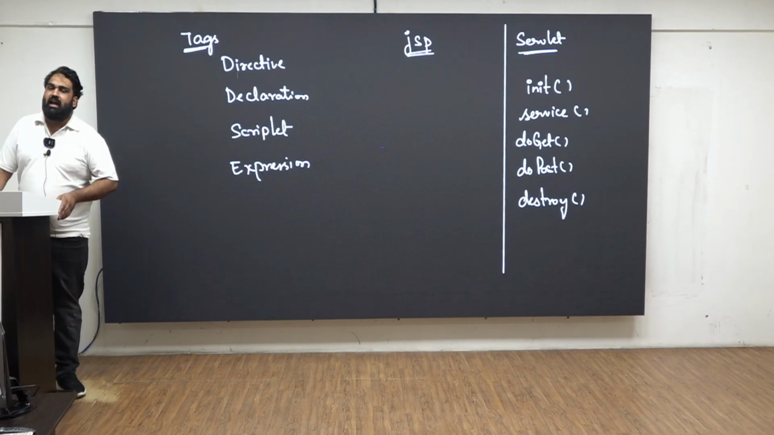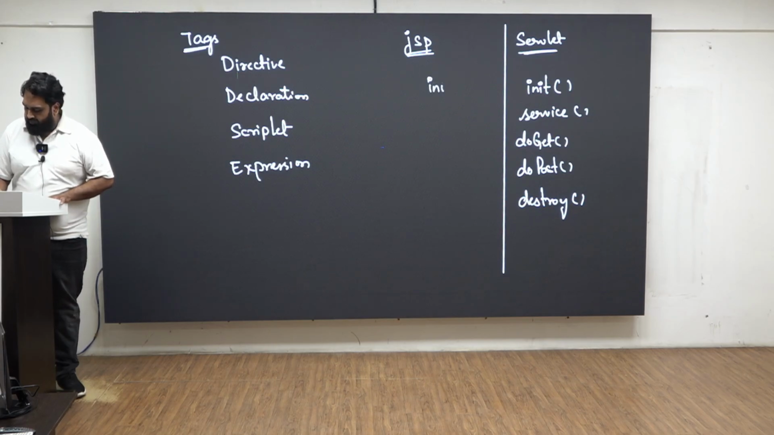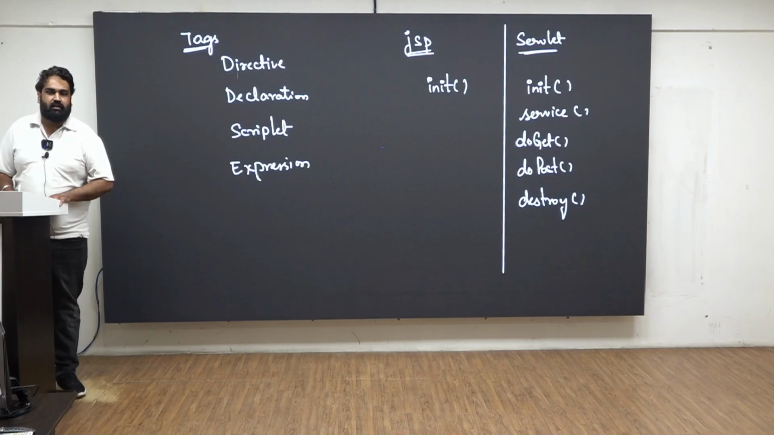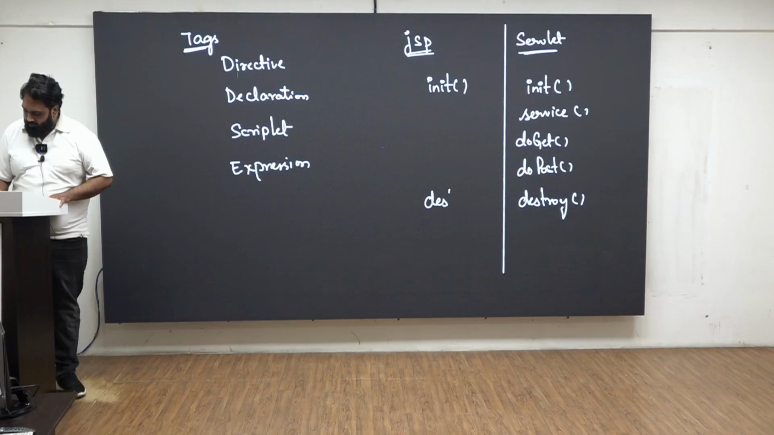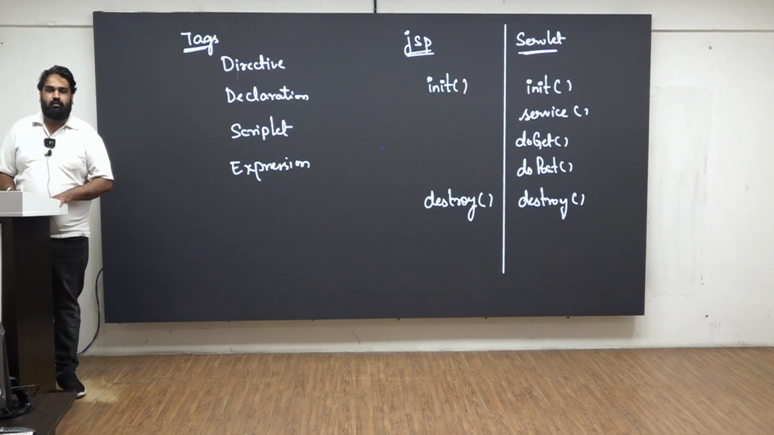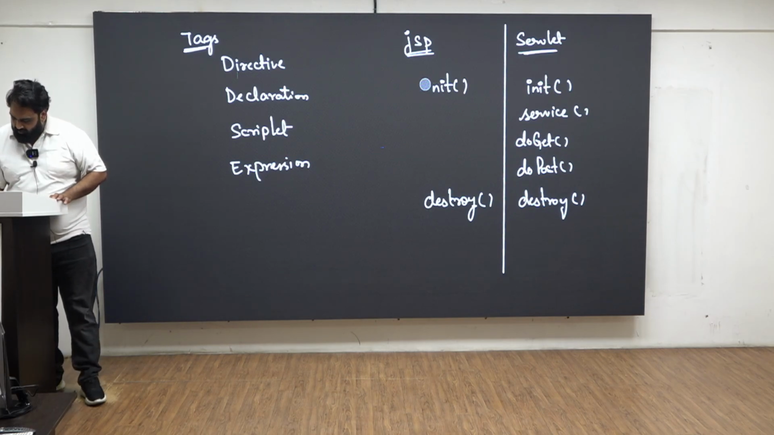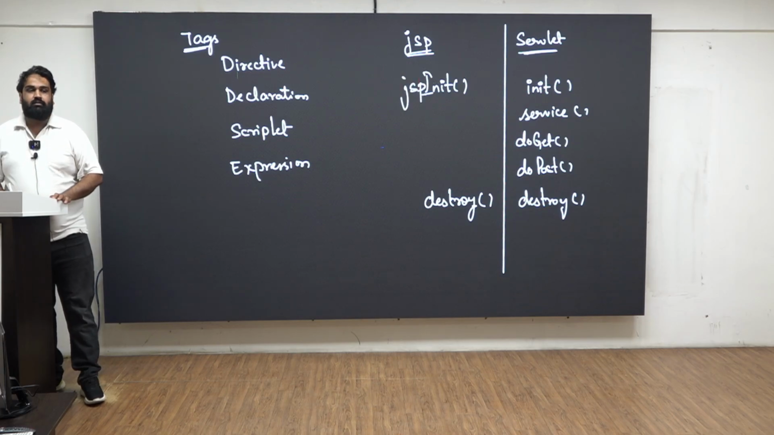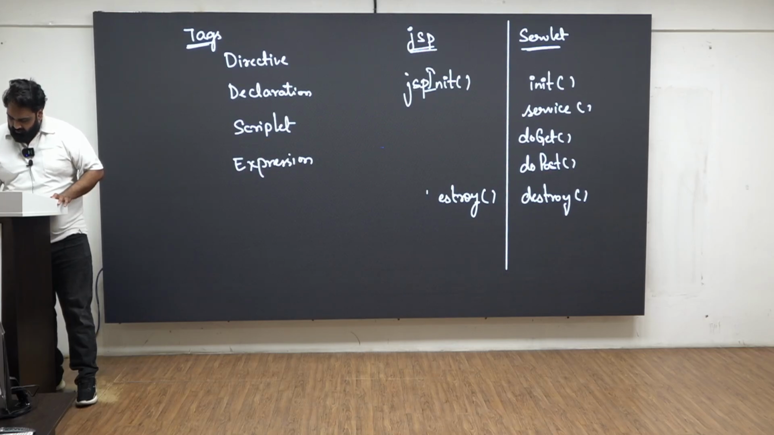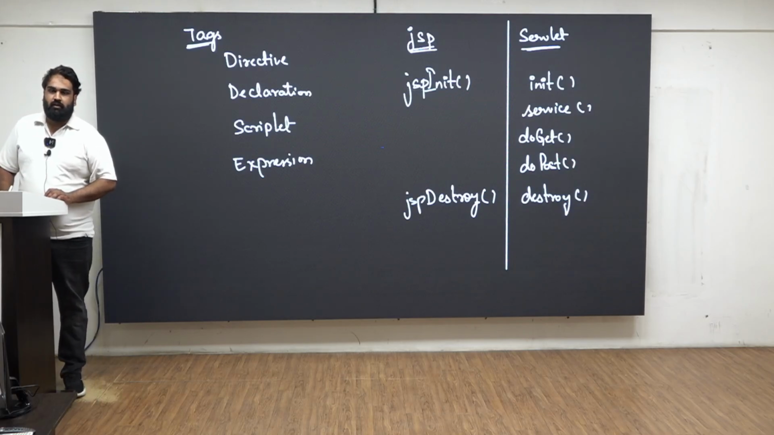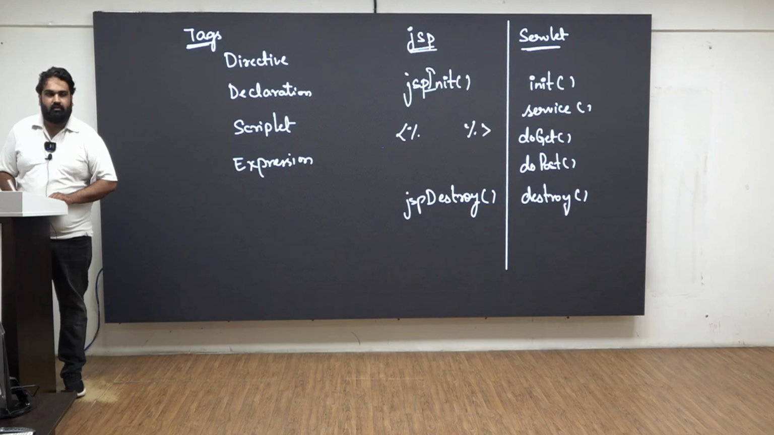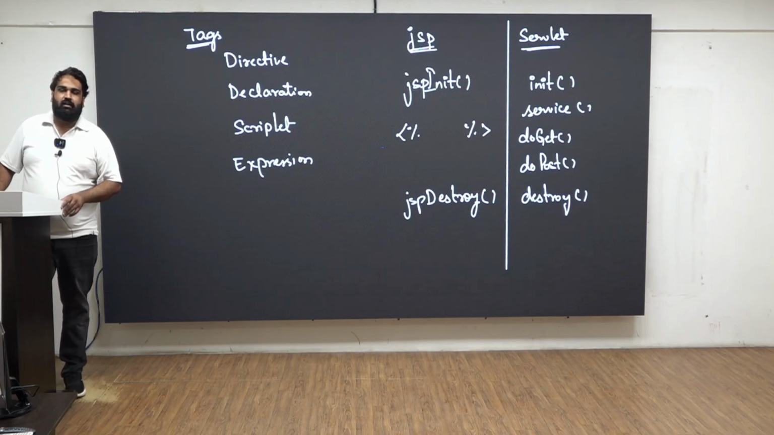Sir, what are the methods that I will have in my JSP, sir? See, in your JSP you can write init method, you can write destroy method. But whatever init method and destroy method you will be writing, you will not write it as init method, rather you will write it as jspInit. You will write it as jspDestroy. Sir, what about the service method, sir? Service method you will put inside a scriptlet tag. I hope you are able to understand this.